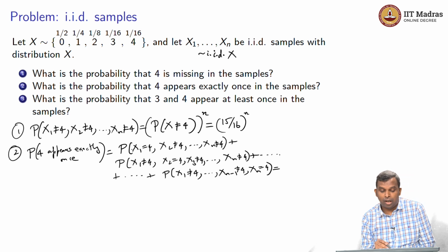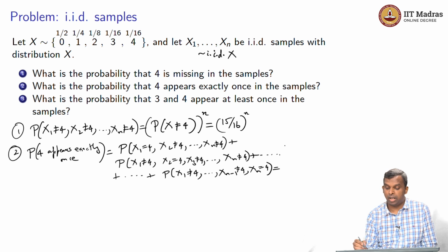Luckily, every term in this summation has the same value. And what is that value? There are n terms here, so it is n times the probability that x is equal to 4 times the probability that x is not equal to 4 raised to the power n minus 1, isn't it?